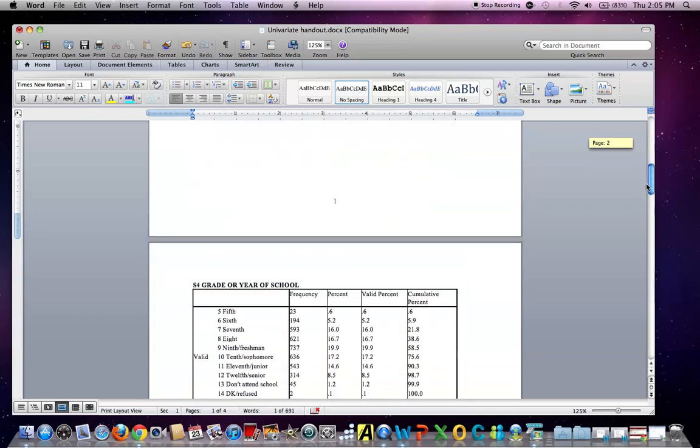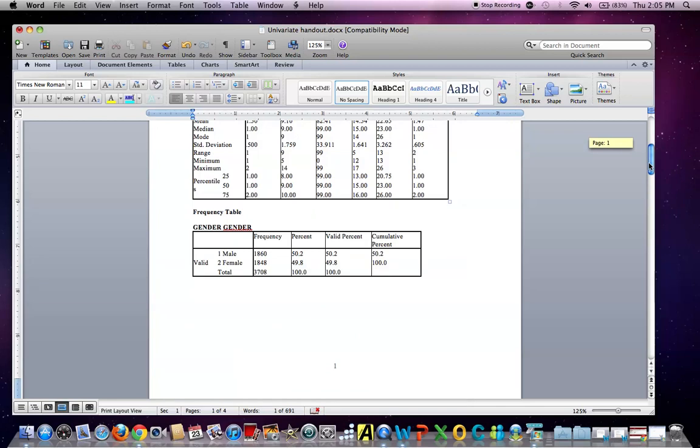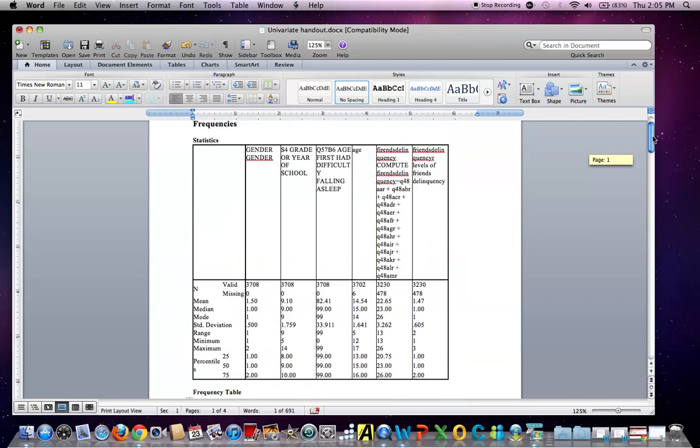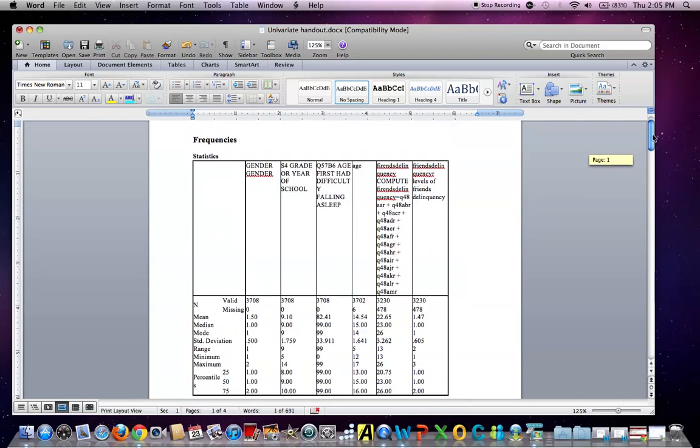And then after that, you get the actual frequency tables. That gives you your frequency, your percentage, your valid percentage, and your cumulative percentage. And it gives you your categories for the variable that you've requested, all right? So gender is my variable, males and females are my categories for that variable.